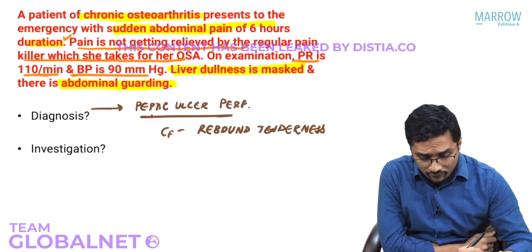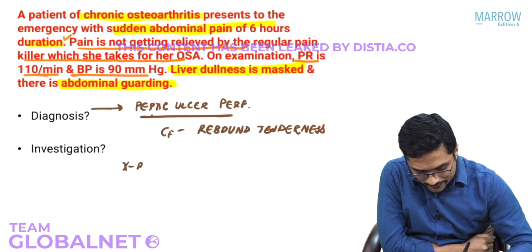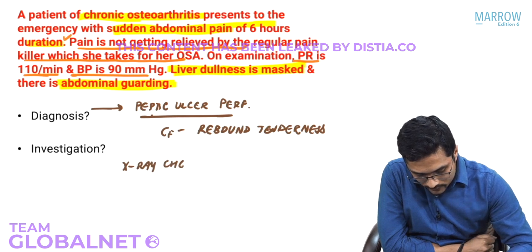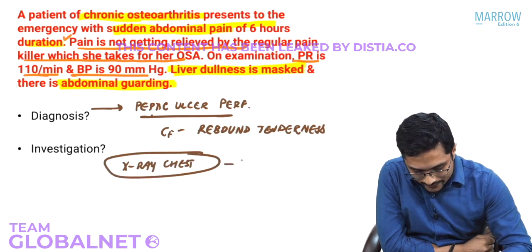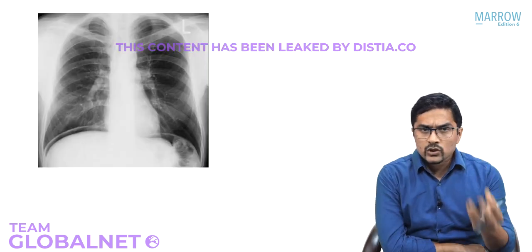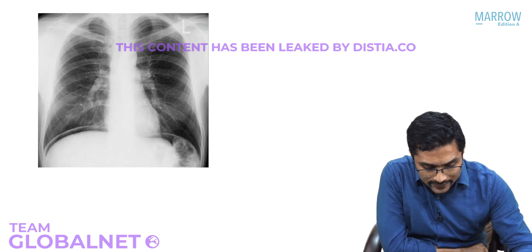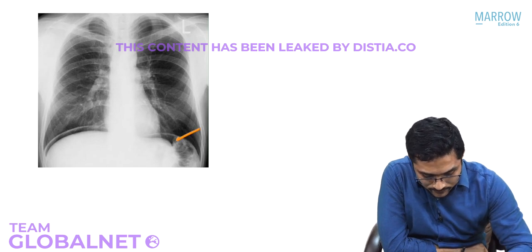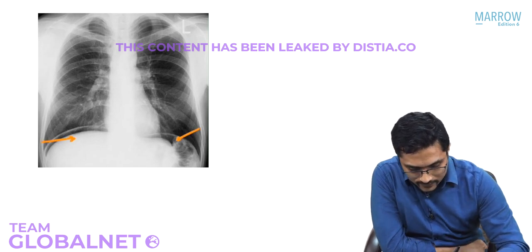Investigation, it's a very straightforward investigation. You will do an erect X-ray chest. Erect X-ray chest is going to show you the classical sign which has been asked in so many exams. You will see gas under diaphragm.